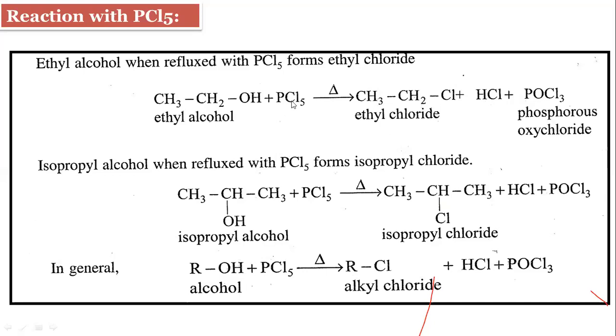If this OH is replaced with 1 Cl, that Cl will be placed here. Then 4 Cls will remain. 1 will combine with H to give HCl, and the 3 Cls will combine with this PO, which gives phosphorus oxychloride. When we write the reaction, we will understand. Then this is the example of isopropyl alcohol. This is isopropyl alcohol, a secondary alcohol. With PCl5, OH is replaced with Cl, and the remaining byproducts are the same.